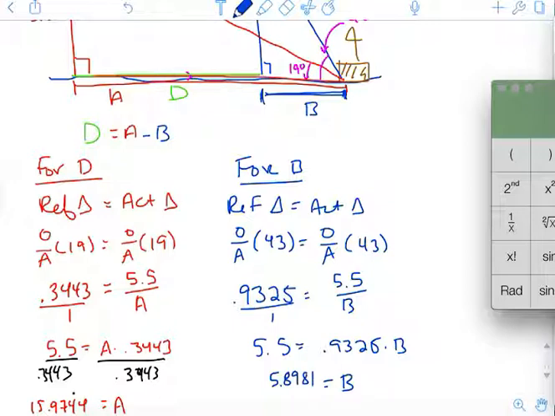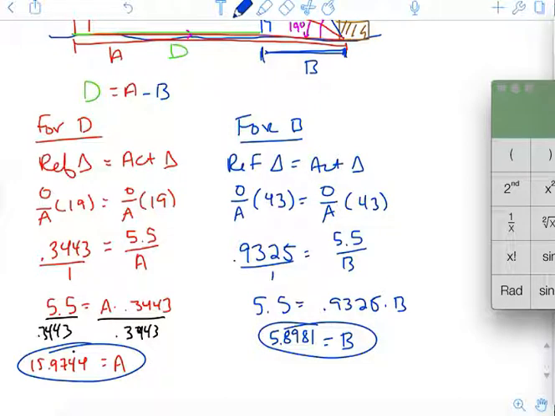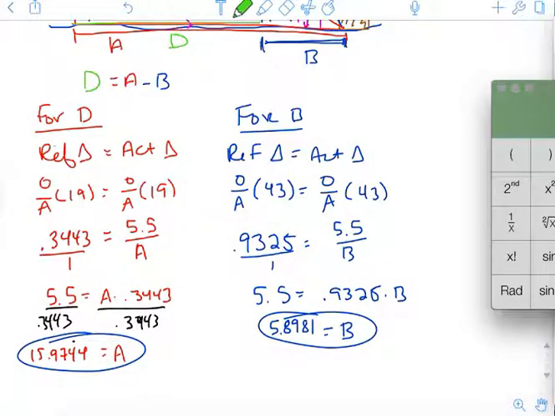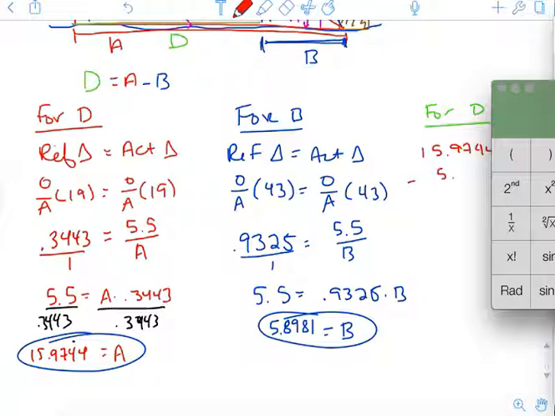Okay, so I found the two distances. So basically the pilot starts 15.97 miles away from the raft. He flies, and he ends up 5.8981 miles from the raft. I want to know how far did he actually travel. Okay, so if we want to find the actual distance, we're going to take 15.9744 and subtract off 5.8981.